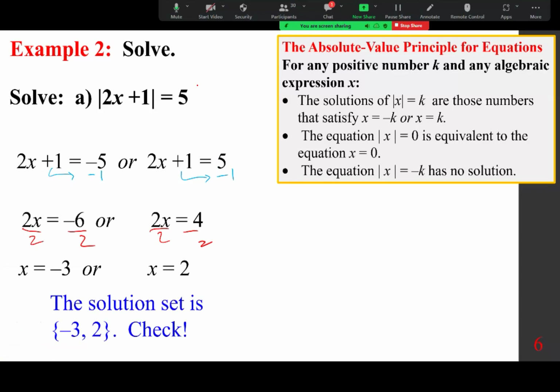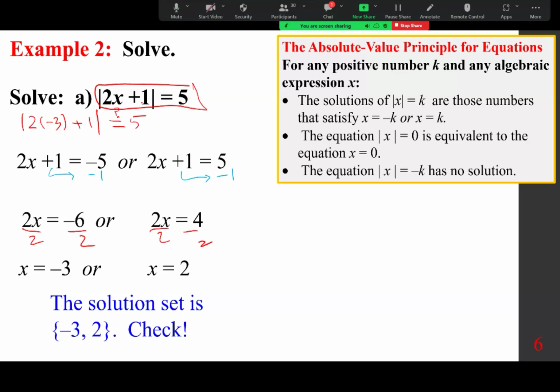So checking takes place with the original equation only. So I'm going to check one of them. I highly recommend you do the second one. So I'm going to check negative 3. I'm going to write 2 times the absolute value of negative 3 plus 1, the entire thing in an absolute value, with a question mark equal to 5.